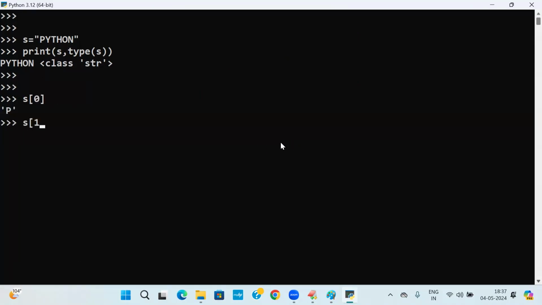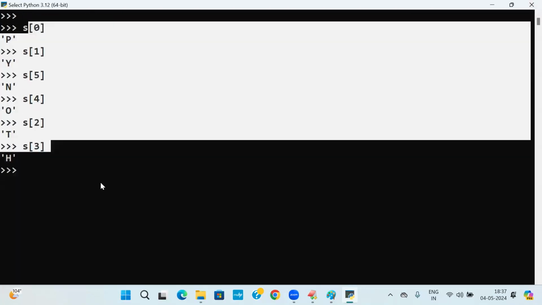S of 1. What is the value? See the diagram and answer my question. Next I am going to say 5. I am writing 5. Answer. Online students, respond when I am saying now. N. N is printed. Now I am saying 4. What is the answer? Now I am writing 2. What is the answer? T. Now I am writing S of 3. What is the answer? H. Able to follow? These are all called positive indexes.